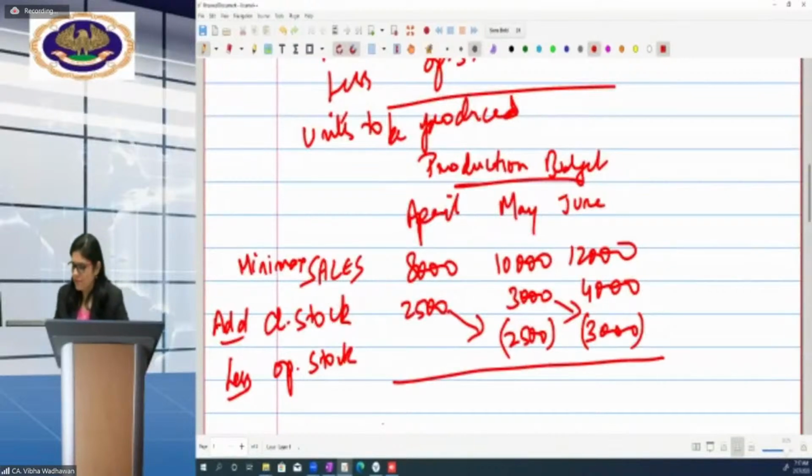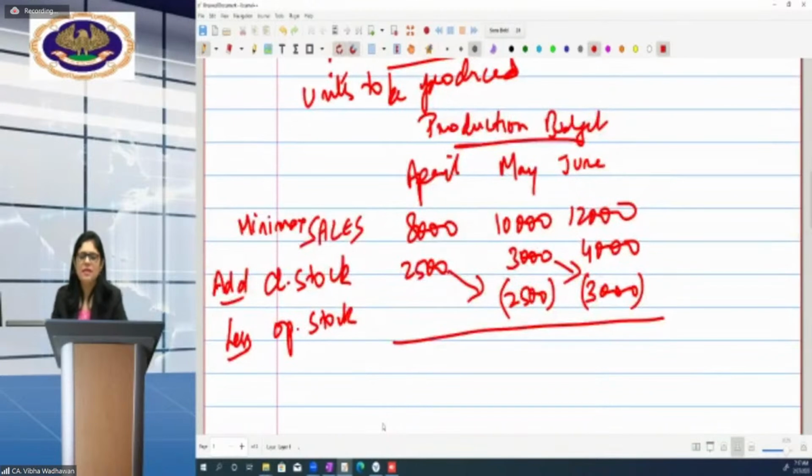This is how we have calculated the production budget. Sales was given to us. Closing stock we have calculated. Closing stock was 25% of the sales of the next month, right? The closing stock of the current month will be the opening stock of the next month. So closing stock of April will be the opening stock of May. Closing stock of May will be the opening stock of June. How much will be the opening stock of April? Can anybody find out the opening stock of April?